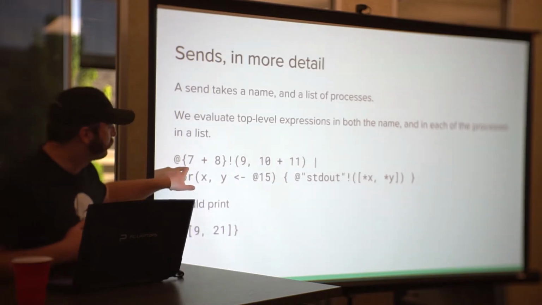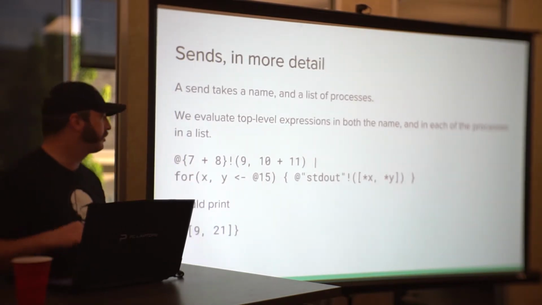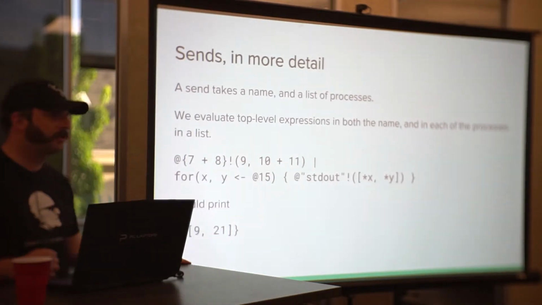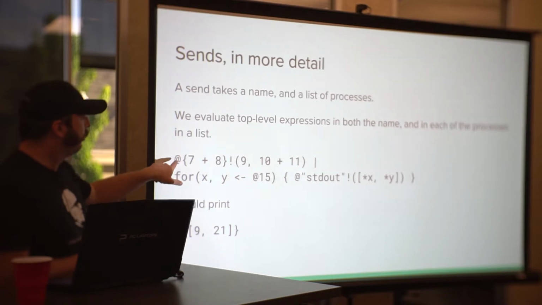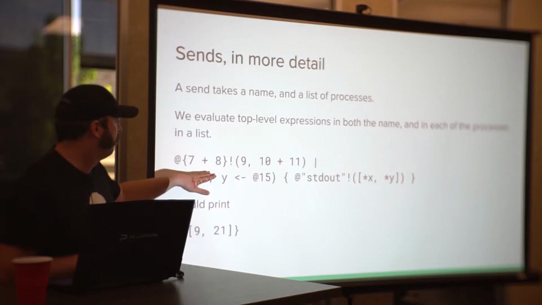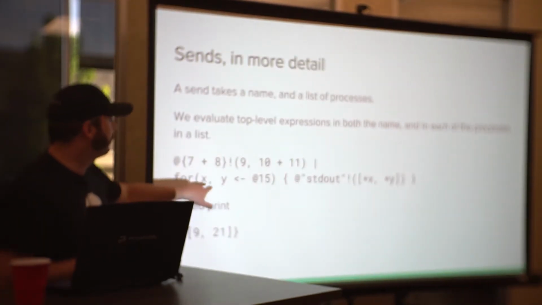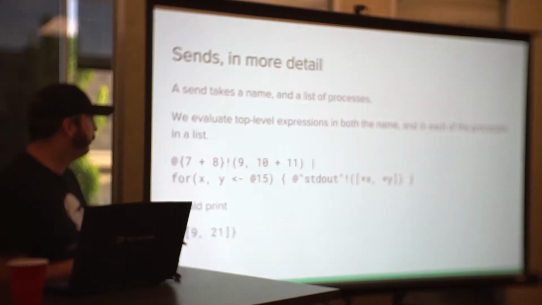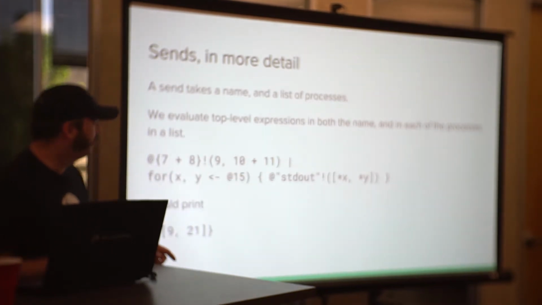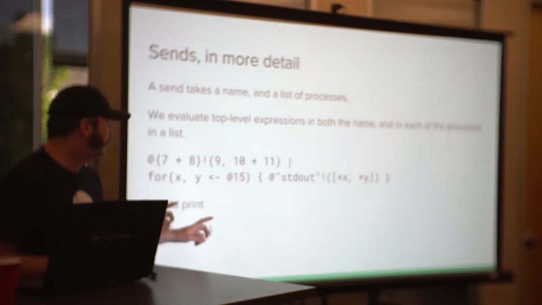So first we need to evaluate any top level expressions in the quoted process. And we also evaluate any top-level expressions in the quoted processes that we're sending. So if you evaluate these two things in parallel, here's a send on 7 plus 8, and we're sending the values 9 and 10 plus 11. And if we were to listen on channel 15 for the evening news, just kidding. And so we get these two values and we send them bundled as a list to standard out.